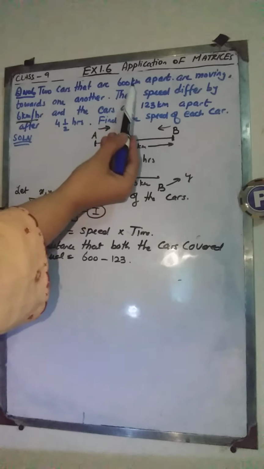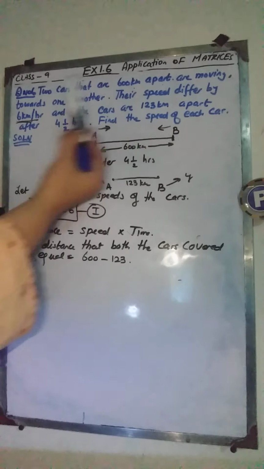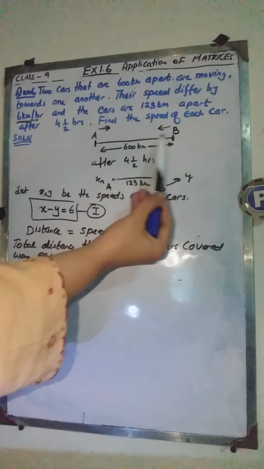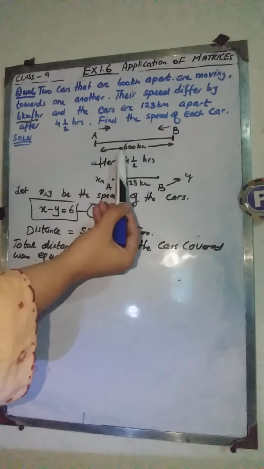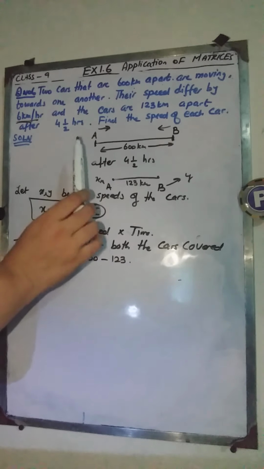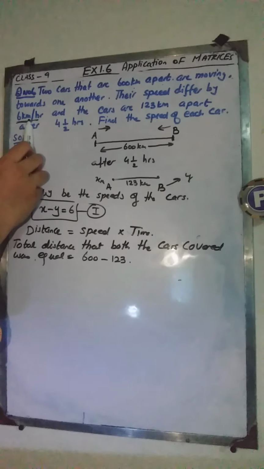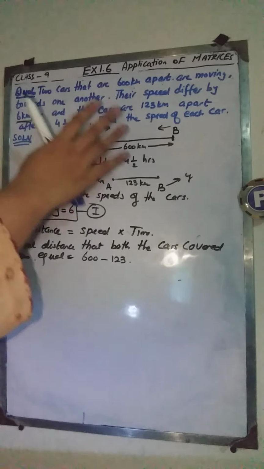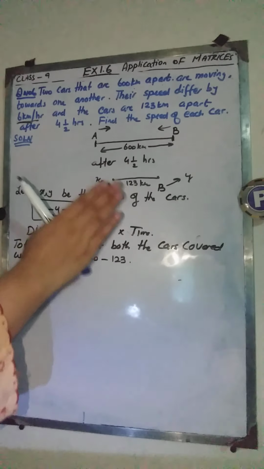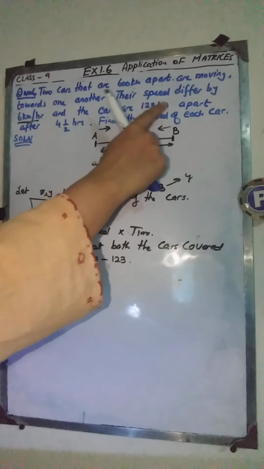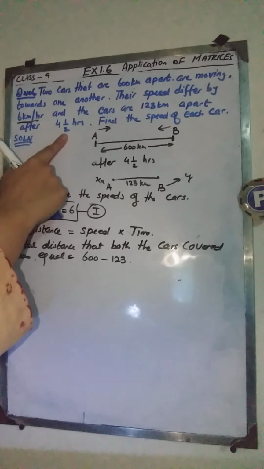Two cars that are 600 kilometers apart are moving towards one another. So we had two cars A and B, moving towards each other, and the distance between them at the beginning was 600 kilometers. Then their speeds differed by 6 kilometers per hour, and the cars are 123 kilometers apart after 4.5 hours.